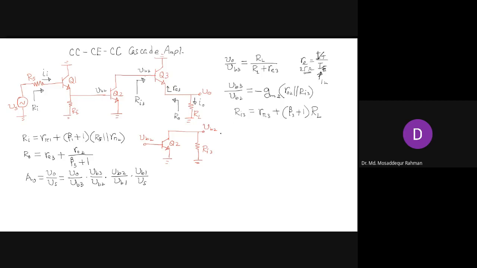Now, the other expression, VB2 by VB1, is the gain expression for the common collector, and that remains the same as before because there is no change here. That will be RE in parallel with R pi 2, divided by RE in parallel with R pi 2 plus RE1. And the last one, VB1 by VS, is the same as before: RI over RI plus RS.